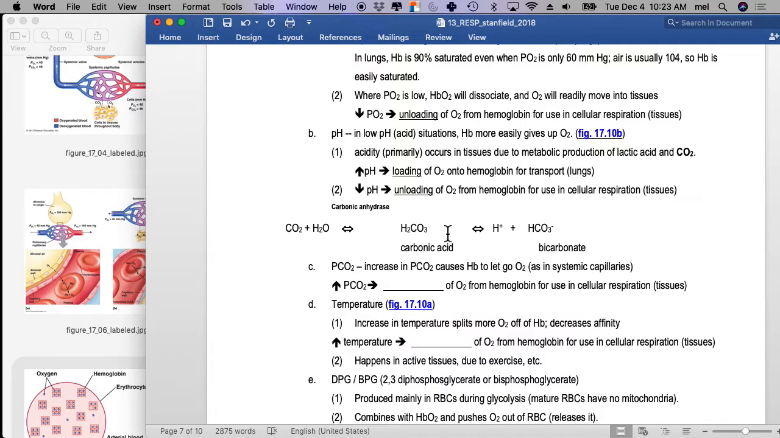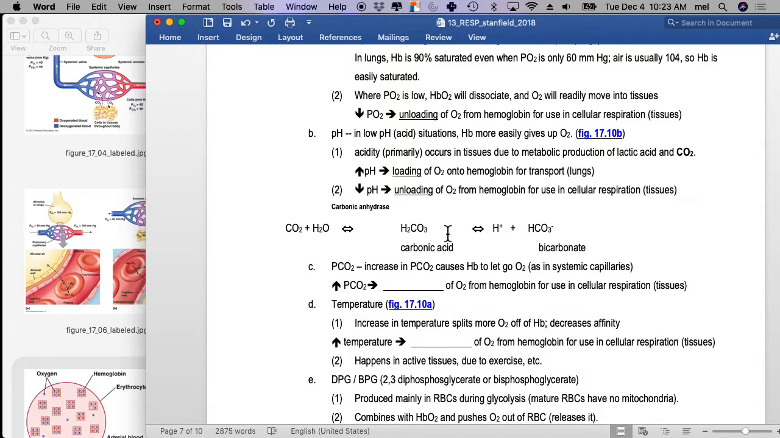Remember, the pH doesn't change very much. It's like 7.4 to 7.6, right? But if it's a slightly higher pH, you're more likely to pick up oxygen. If it's a slightly lower pH, you're more likely to drop off oxygen. Okay, so let's look at that relationship in your notes. So in low pH or acid situations, you're more likely to unload. The acidity is primarily due to production of carbon dioxide, also a little bit of lactic acid. So an increase in pH favors loading, and a decrease in pH favors unloading, right?